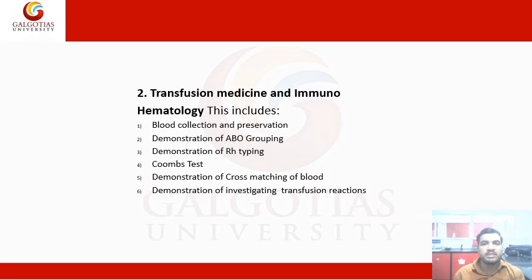Now, transfusion medicine and immunohematology. What does this include? It includes blood collection and preservation of the blood, the demonstration of different types of blood grouping, that is ABO blood grouping, Rh typing, meaning the rhesus factor typing, and the Coombs test, as already discussed. The Coombs test shows whether the blood is compatible for the individual to receive. It also includes cross matching, which includes major cross match and minor cross match, and the investigation of transfusion reactions, which are considered under this department.